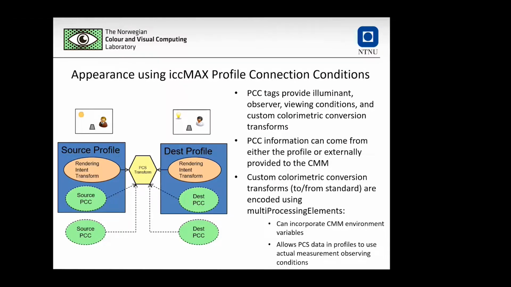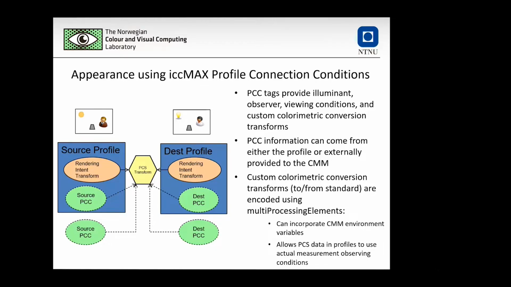This is the kind of thing we did in the paper, where we compared the different CATs and MATs. We used the PCC, the profile connection conditions, to provide the illuminant, the observer, the viewing conditions, and also the custom transforms. So if we look in the PCC, we can see that we've got, let's say, a D65 illuminant, a particular observer, and so on.